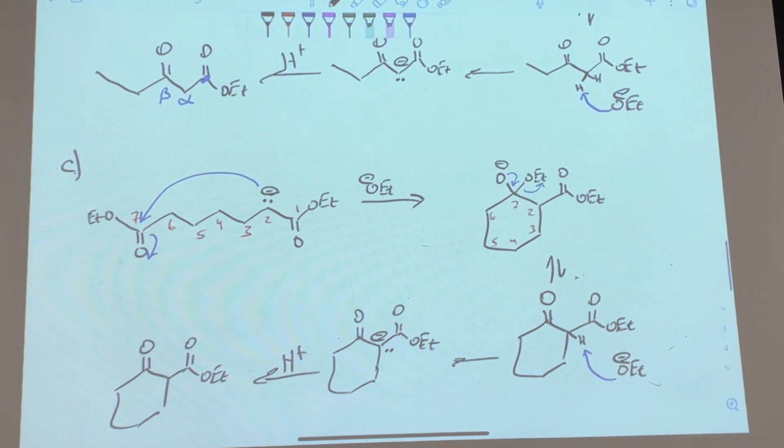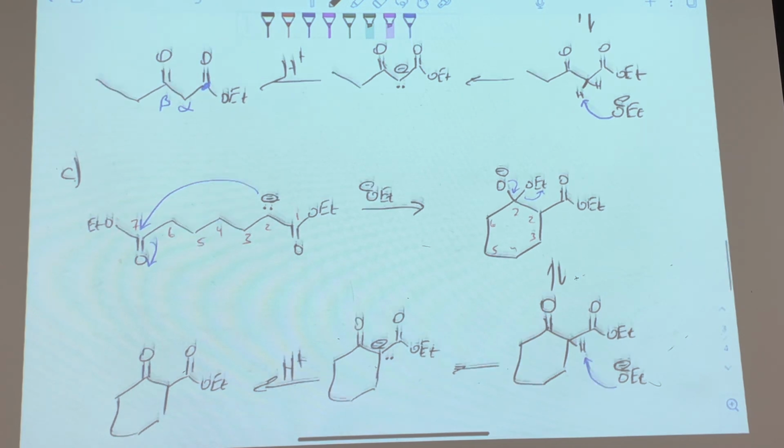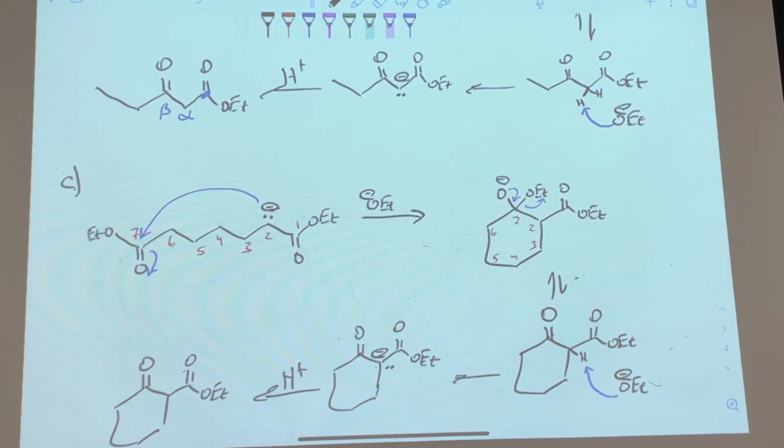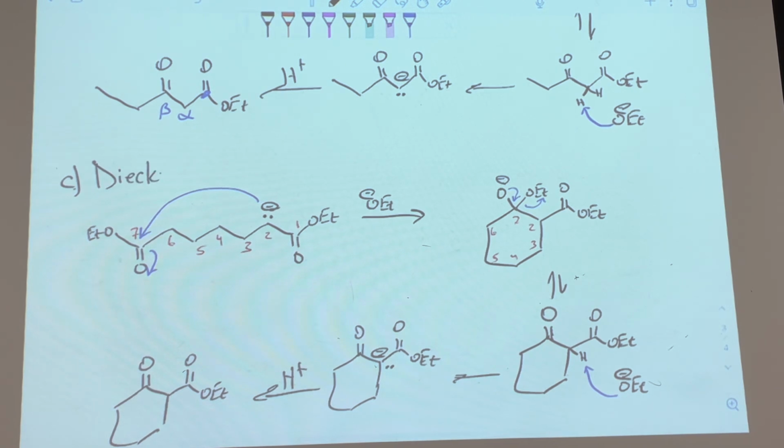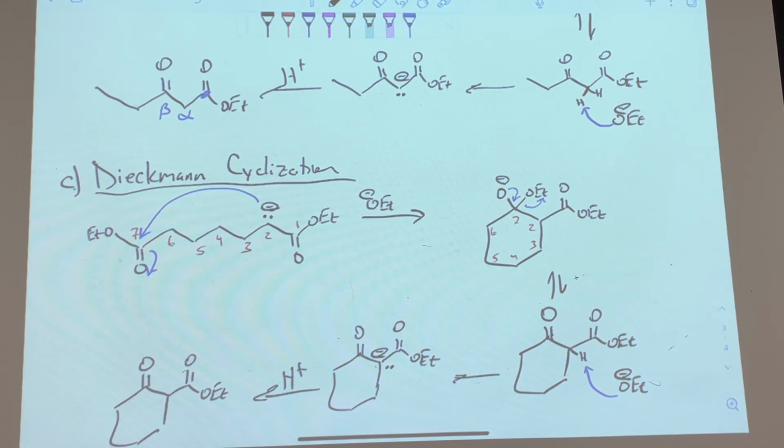By the way, I don't really know why, but it's not that common to refer to this as an intramolecular Claisen. Most people call it by the name of the person who really investigated this. Most people will refer to this as a Dieckmann cyclization. But it really is just an intramolecular Claisen.